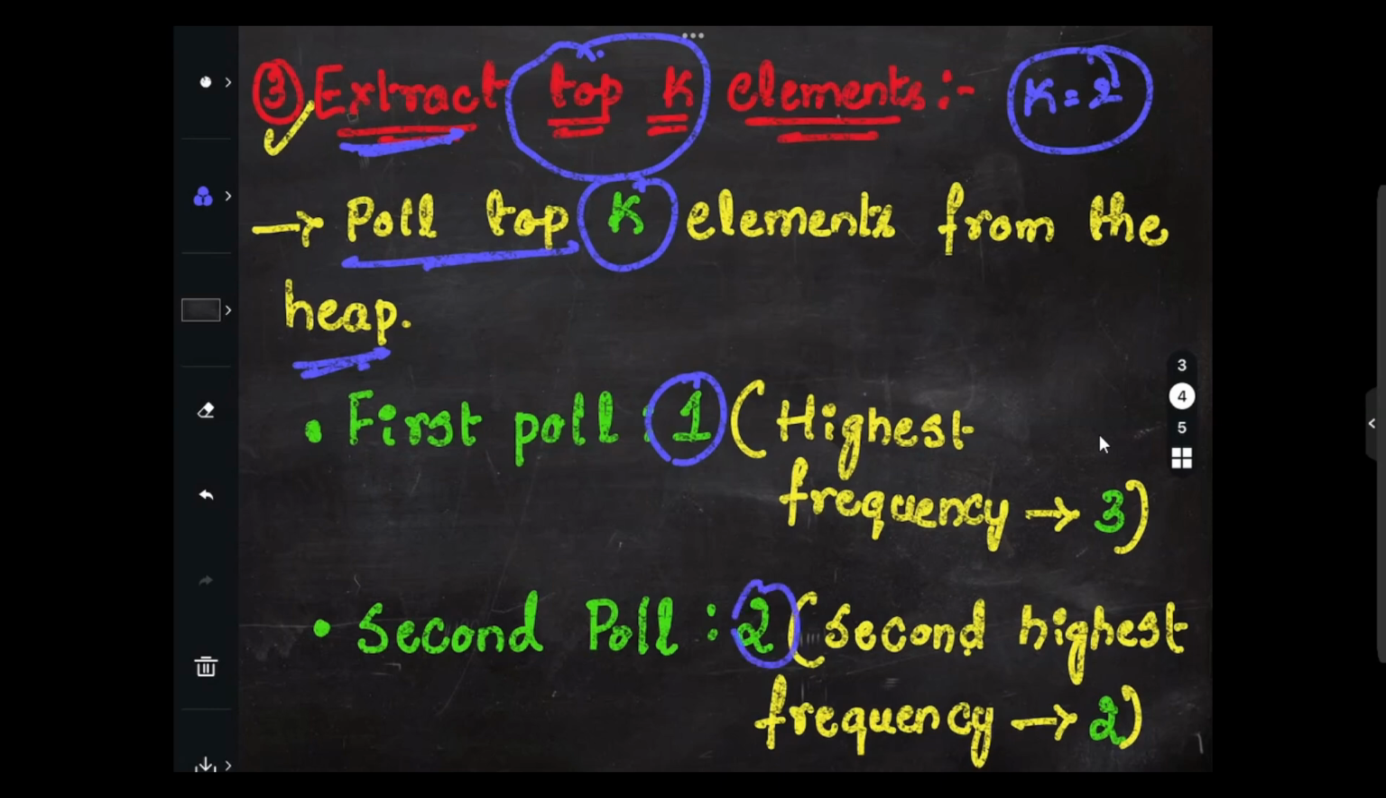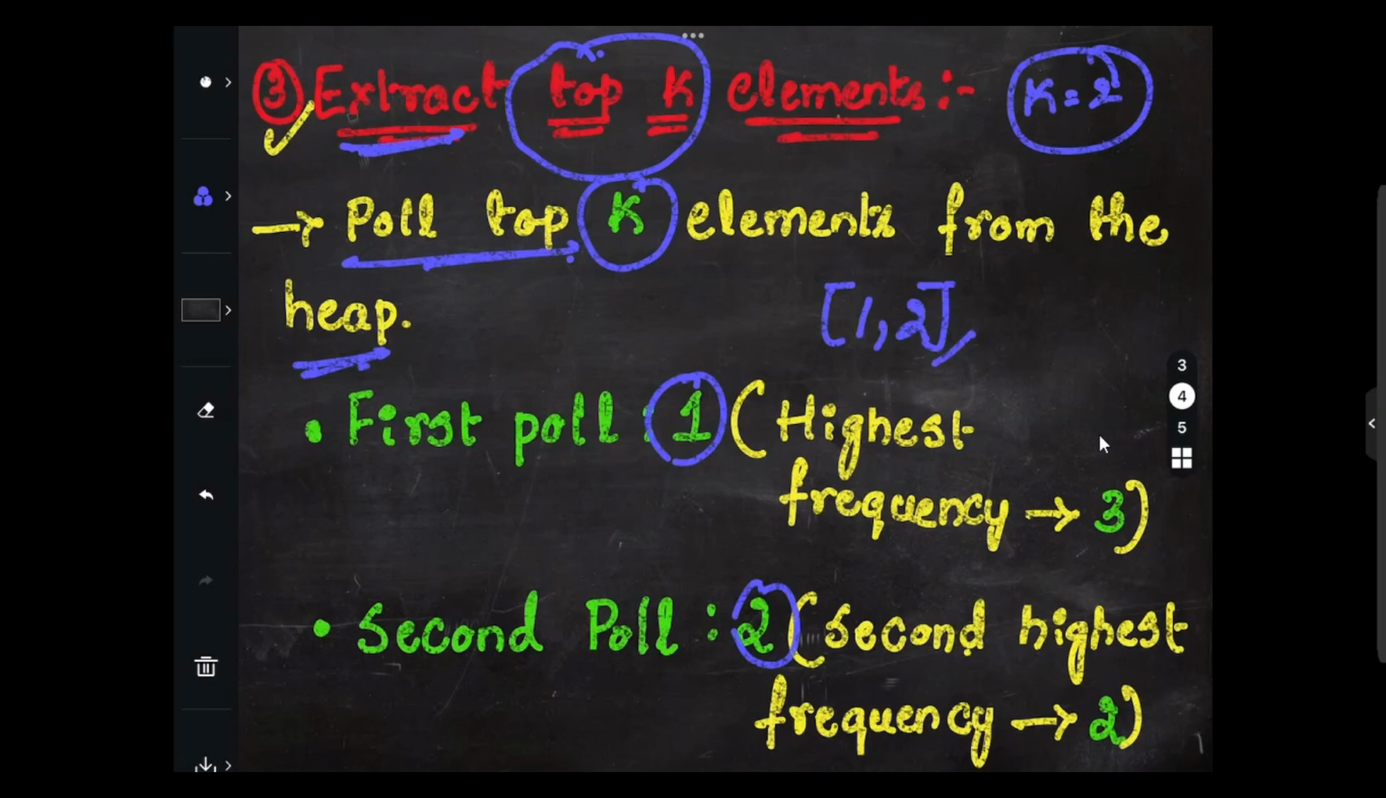Second poll is 2 with the second highest frequency, nothing but 2. These two things we will consider. So k equals 2 we have been given. From the priority queue, the first 2 elements will be polled, right? We will be polling top k elements from the heap as I have said. So 1 and 2 we will take from the priority queue.